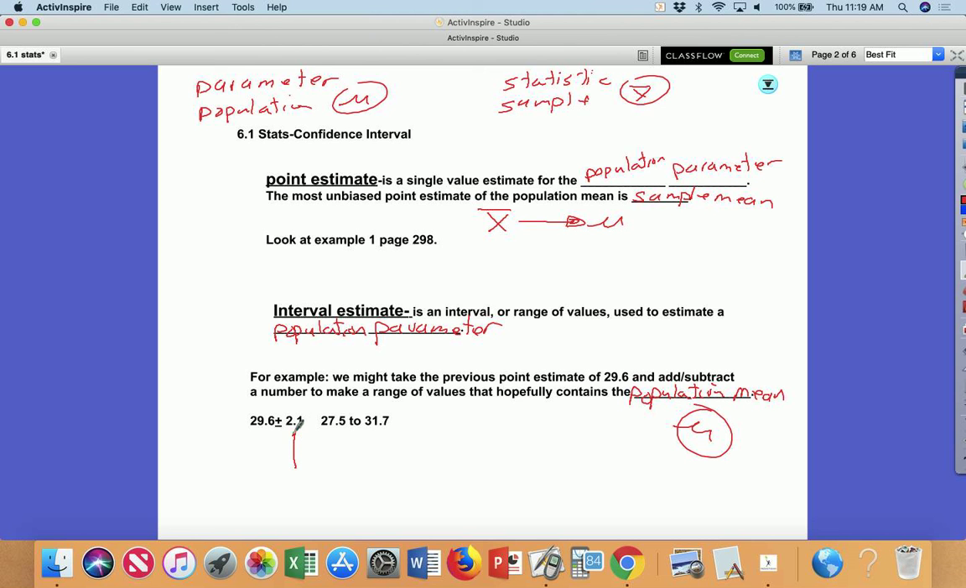So the trick here today is going to be how you calculate this value. It's going to be easy because you're going to have data and they're going to tell you the sample mean. We're just going to have to see if we can figure out how to calculate that number that we add or subtract. That's all it comes down to today.